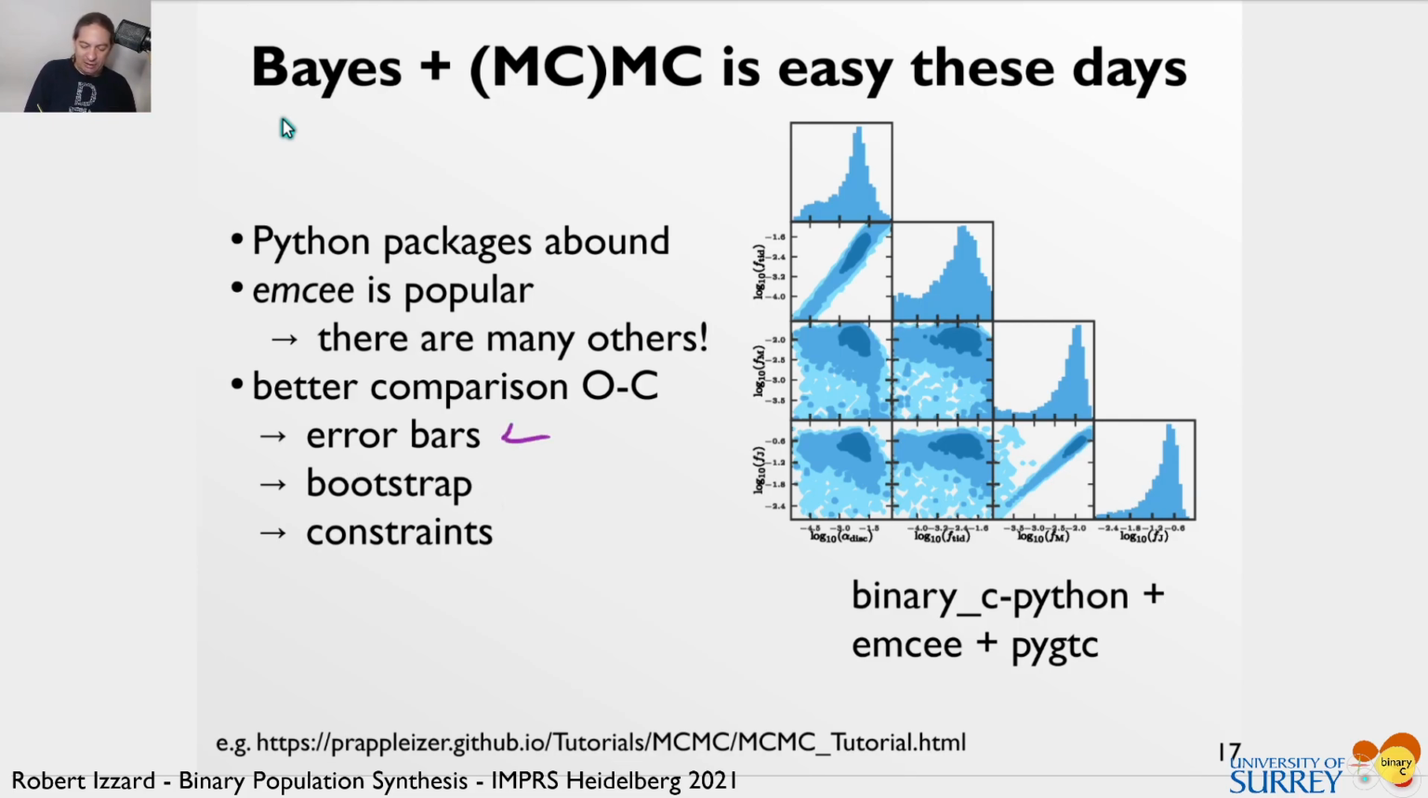We get error bars. We get constraints. We also get to bootstrap the simulations, which means that you run it, say, 10 times, 20 times, something like that, and you can then get an error bar which is based on the resolution of your model, for example. You can make that match the number of stars you observe if you're looking at a survey. And then you can say, what do you think the natural counting error bar should be? A very powerful way of doing things.